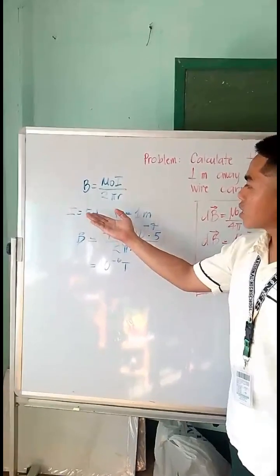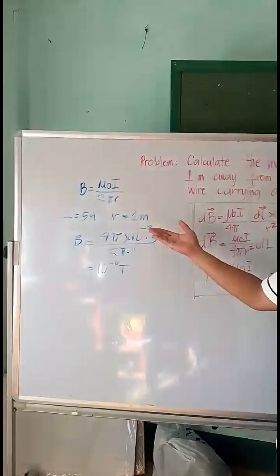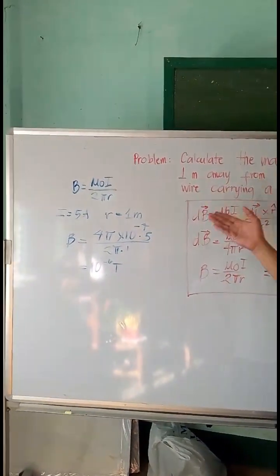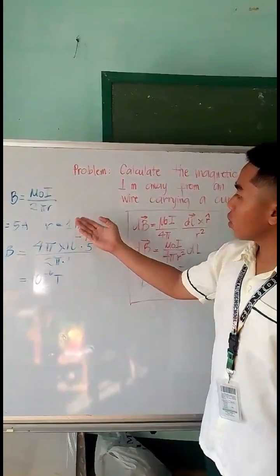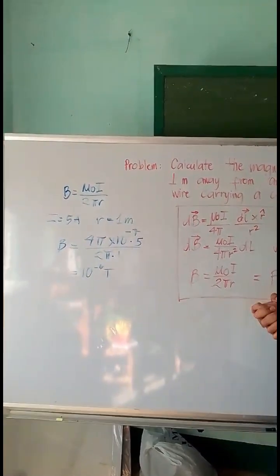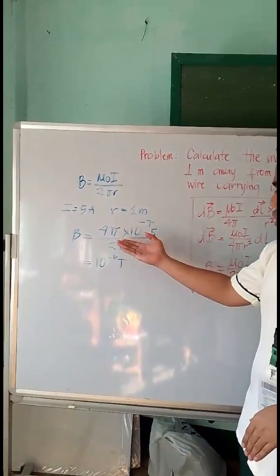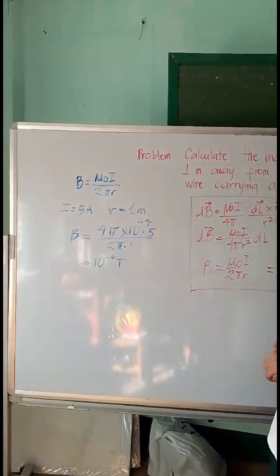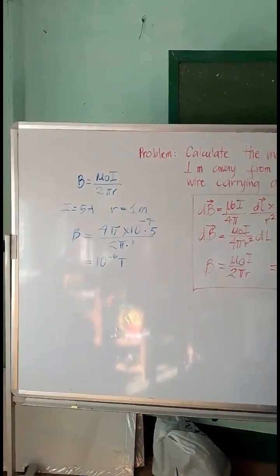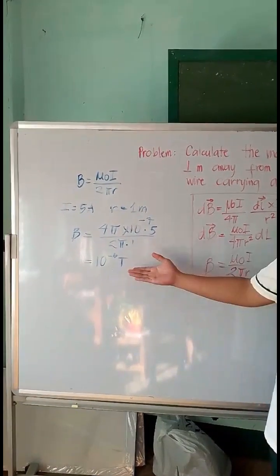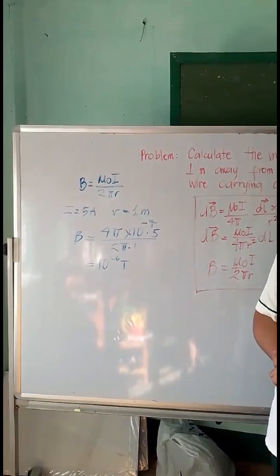So the given is the current is 5 amperes and the magnetic field is at a point 1 meter away from the infinitely long straight wire. So 4 pi times 10 to the power negative 7 times 5 over 2 pi times 1 is equal to 1 microtesla.